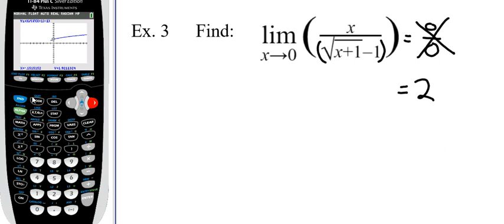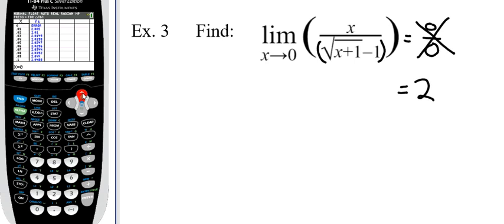Let's verify that with our table. I'm going to set up the table. We'll start at 0 because that's where the limit's approaching. Let's go to that table. And notice it says when x equals 0, y equals error. But that's thinking algebraically. We don't care when x equals 0 what y equals. What we care is when x gets closer to 0, what does y get closer to? And it looks like when x gets closer to 0, y is getting closer to 2. So that table verifies this answer.